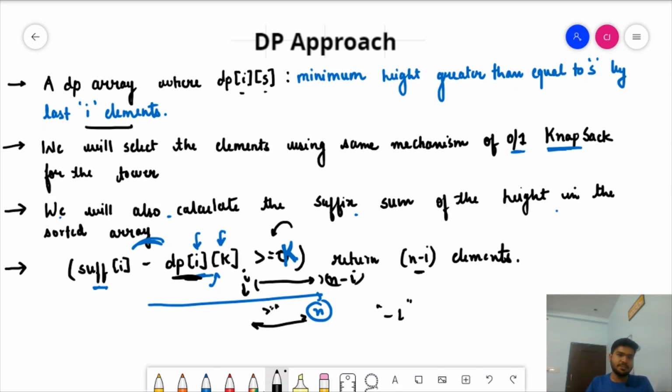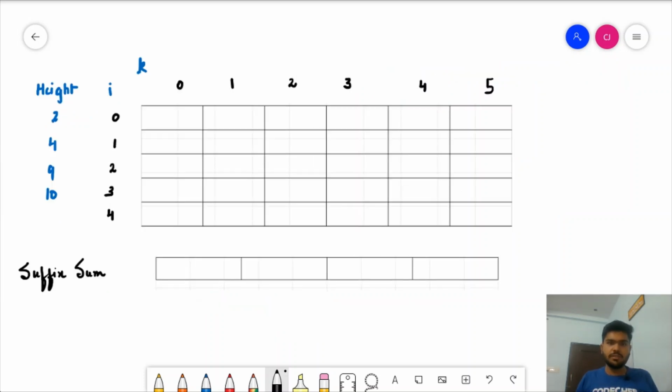Now let's try to form the DP table and clear out this approach effectively. Okay, so now let's try to fill up this table and formulate a solution, right? So we have these particular heights. First of all, we'll see the heights in sorted order. So we have sorted all the heights, and in this order, first of all we'll try to form the suffix sum.